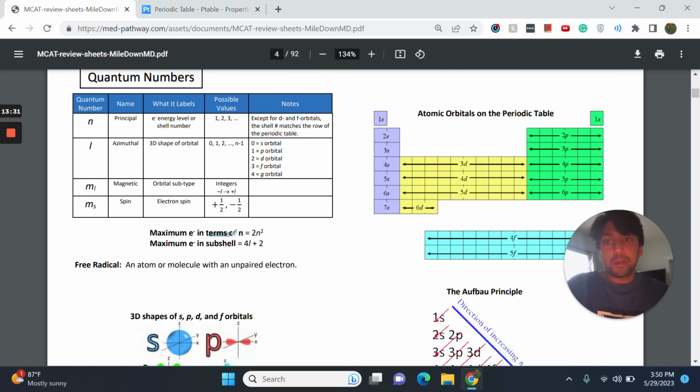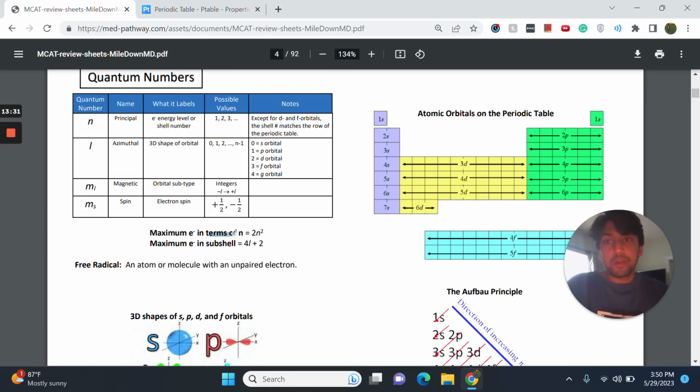And then the maximum electrons in a subshell is 4L plus 2. Okay, so we can figure out how many are in the D orbital, which is 4 times L, what is L? L is 2. So 4 times L is 8, plus 2 is 10. So again, we figured out that there's 10 in here. All right. Pause if you don't understand anything. Make sure you understand everything.